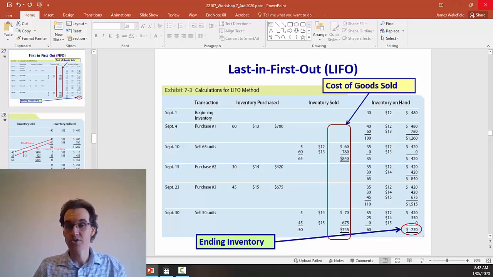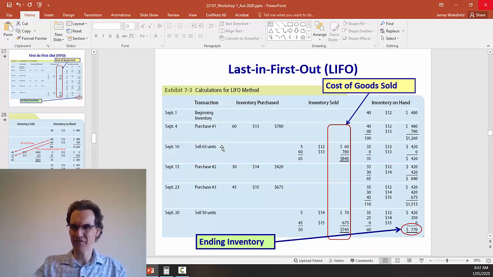So getting back to exactly how you calculate the cost of goods sold using the last in, first out method, as you read the method here, last in, first out, which means that we're looking again at the sale on September 10 of 65 units. So what we're looking at is selling the last in first, right? The last in prior to the sale on September 10 was the purchase on September 4 of 60 units at $13 each.